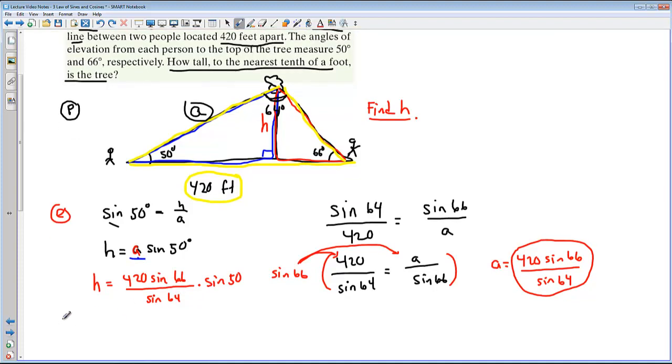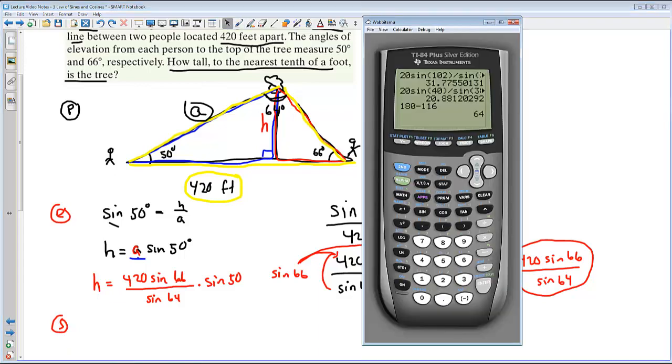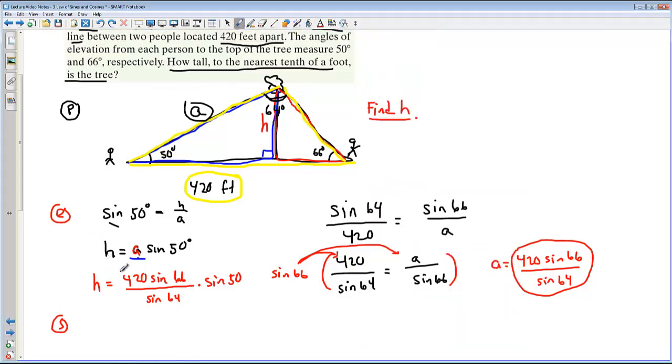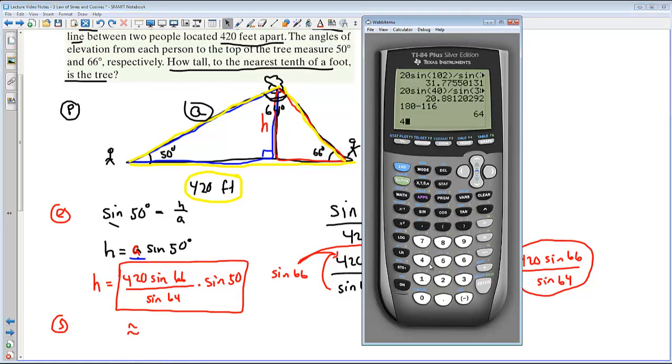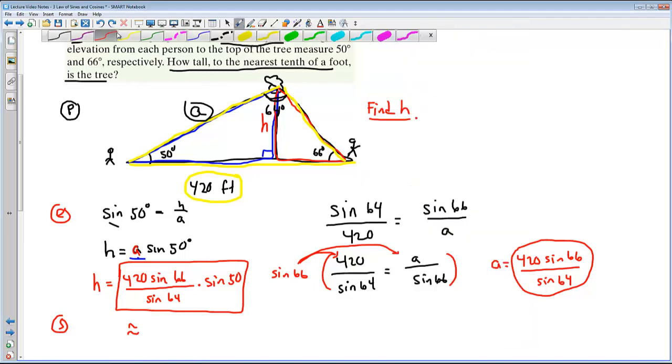Now that we have our formula, we can just solve by plugging into our calculator. This is the exact answer right here. It does say, though, approximate to the nearest tenth of a foot. So let's plug it in. I have 420 sine of 66, divided by the sine of 64 in parentheses, then all times the sine of 50 in parentheses. Hit enter, and it spits out our answer of about 327 feet, but to the nearest tenth of a foot it would be 327.0 feet, because that's a 1 there. So this would be about 327 feet.